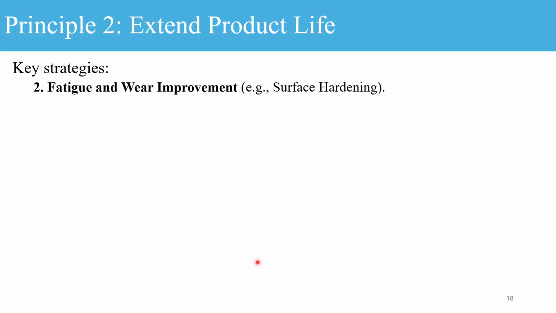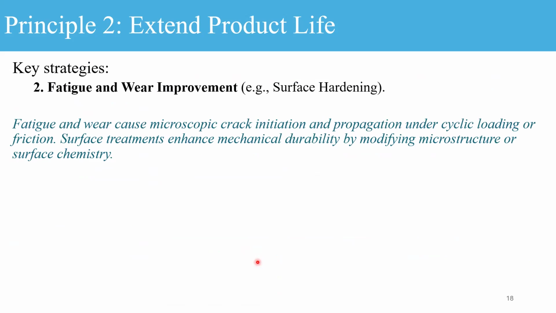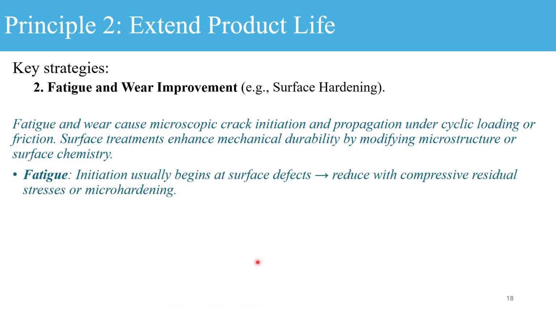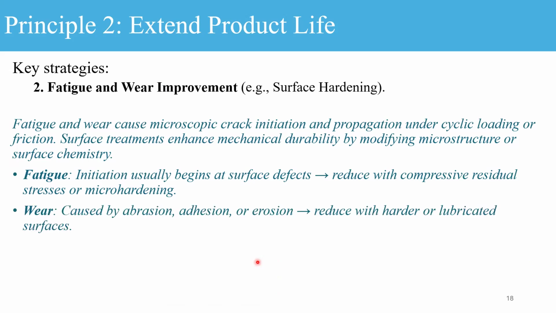The second strategy for extending the product life is fatigue and wear improvement. So fatigue and wear cause microscopic crack initiation and propagation under cyclic loading or friction. Surface treatments enhance mechanical durability by modifying the microstructure or the surface chemistry. So fatigue initiation usually begins at surface defects, and we can reduce it with compressive residual stress or microhardening. Wear, which is caused by abrasion, adhesion, or erosion, can be reduced with harder or lubricated surfaces.